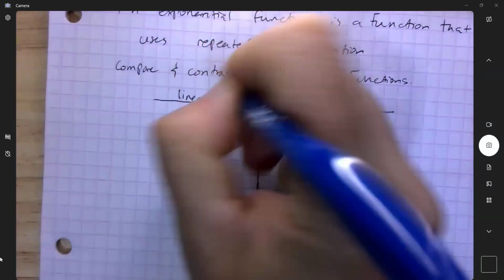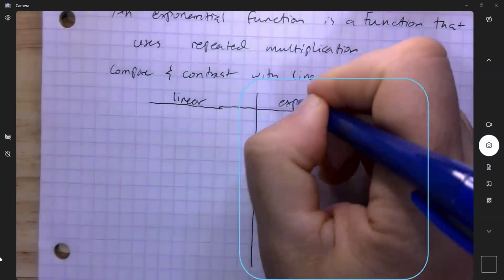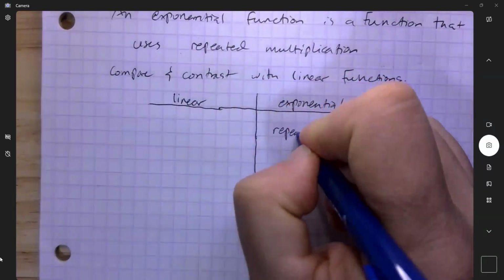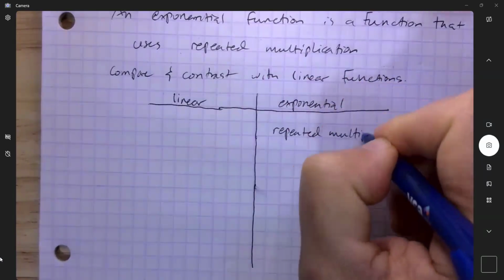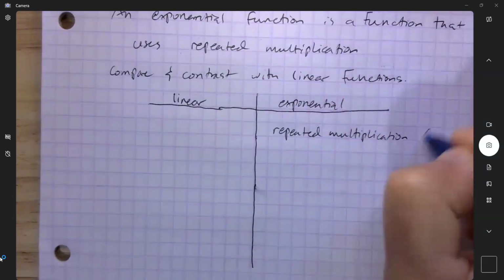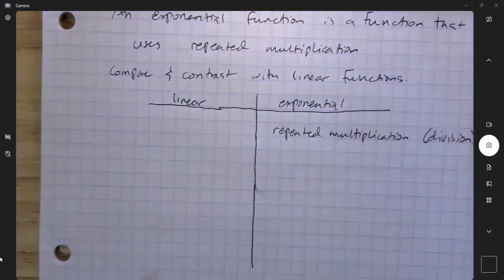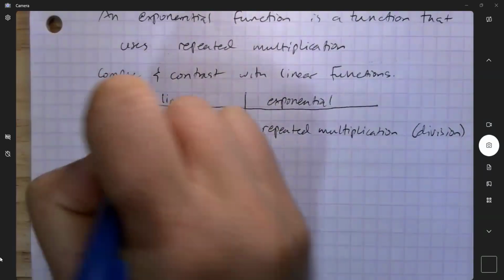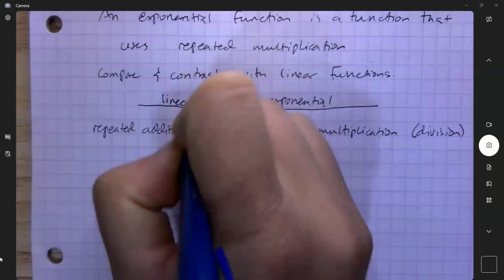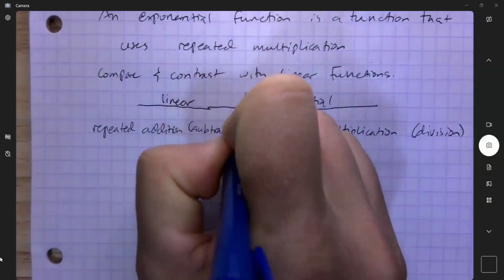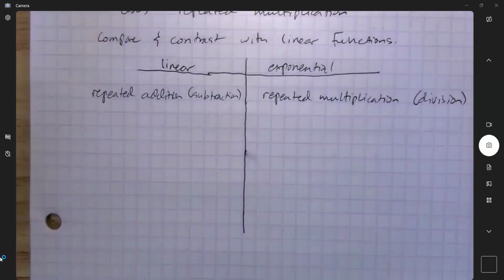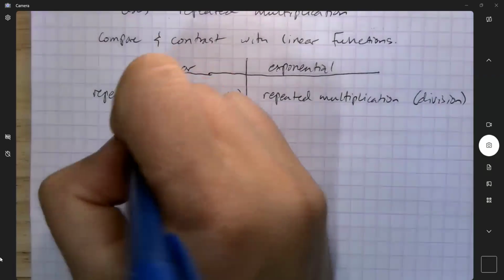So here's our linear functions, and here's our exponential. The first thing is I'm going to rewrite what I said up here, which is this is repeated multiplication. Technically, it could also be division, so I'll put that in parentheses. And a linear function uses repeated addition, or if we think of it in a different way sometimes, repeated subtraction. So they're both pretty basic functions. You just do an arithmetic operation again and again and again. They both have a y-intercept.